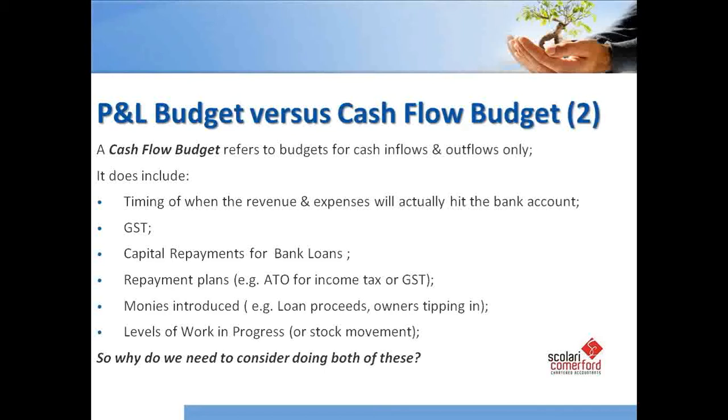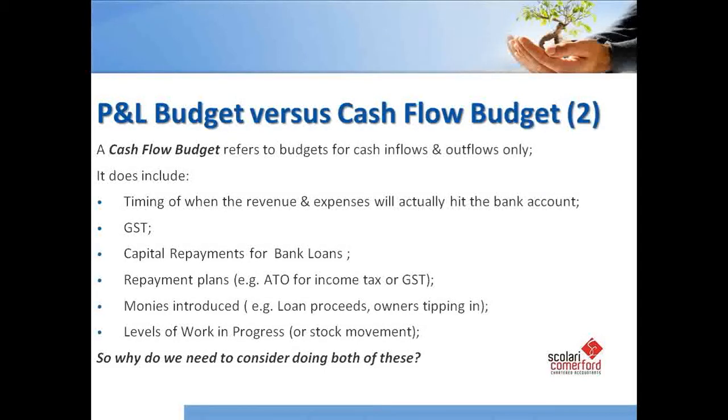It will take into account GST received, so when you actually receive your monies that include GST, a cash flow budget will show that. It will show BAS payments at the end of the quarter, or if you do it monthly, at the end of the month. It will take into account capital repayments such as principal, and it will include the interest as well, and other repayment plans. It will show timings of when you expect you might introduce monies either from the bank or yourselves, or whether you take out dividends or drawings depending on your structure, each month.